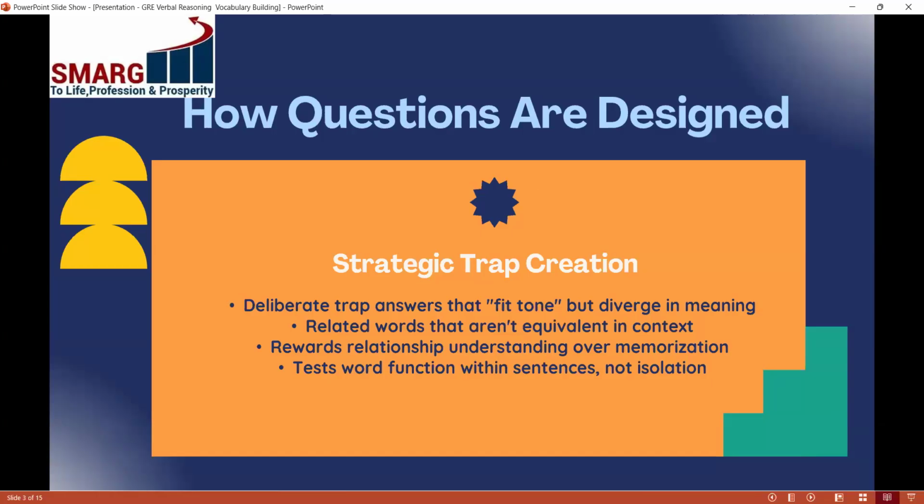Deliberate trap answers that fit tone but diverge in meaning. Related words that aren't equivalent in context. Rewards relationship understanding over memorization. Tests word function within sentences, not isolation. So, what are these 4 points? This is how the questions are designed by these people.